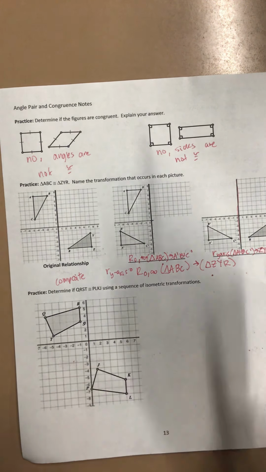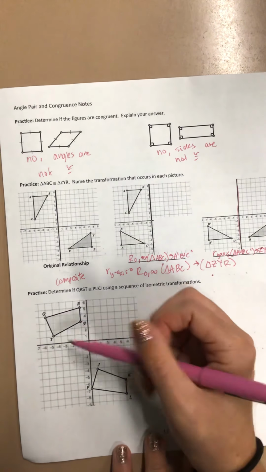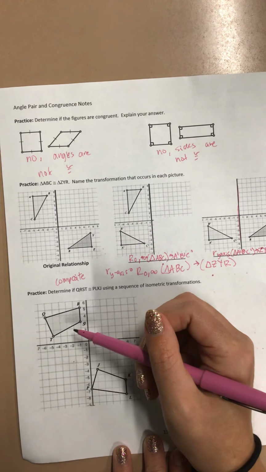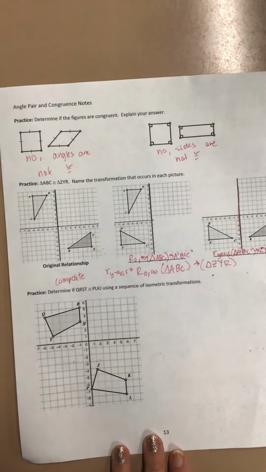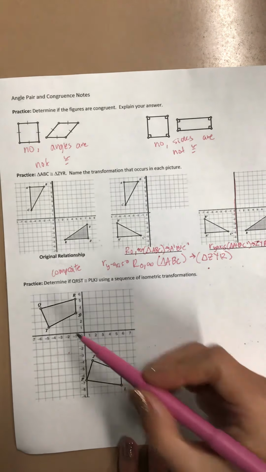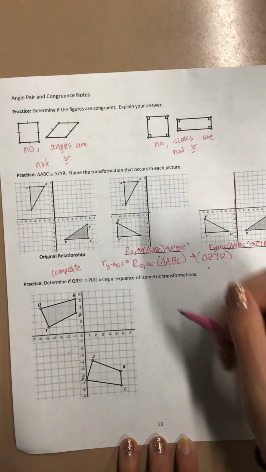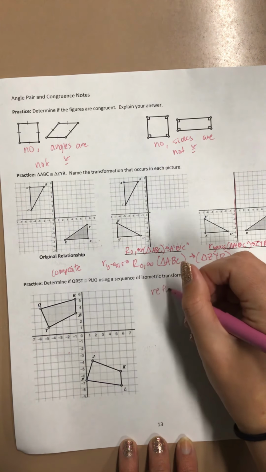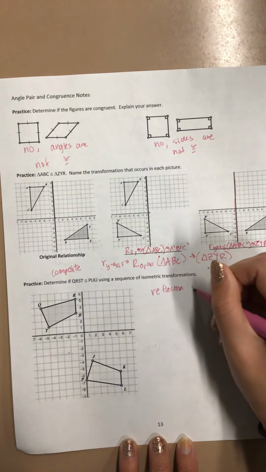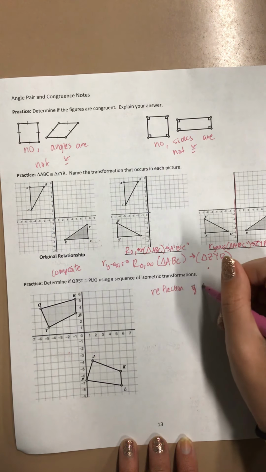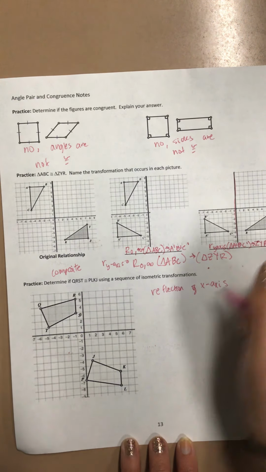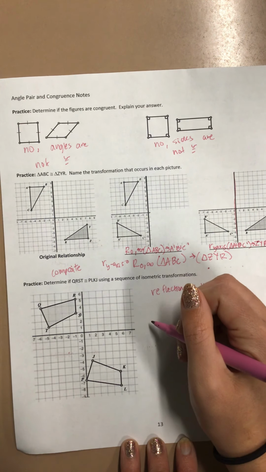Determine if they're congruent by using isometric transformations. So first, we need to figure out, there's a missing step. They got from here to here, but there's a step in between there. Our missing step is a reflection over the y-axis. Nope, x-axis, sorry. Reflection over the x-axis.